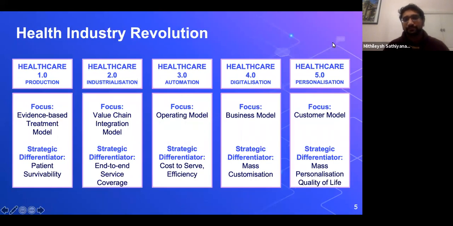Now, the health industry, again, started with 1.0 as a production stage. So the focus was completely on the evidence-based treatment model. Once the patient gets into the hospital, everything was completely based on the evidence. They try to do some kind of research, and then they try to come up with some kind of drugs or medicines. And the most important strategic differentiator here was patient survivability. At the end of the day, the goal was to make sure the patient survives. That was completely in healthcare 1.0, again, something in the 1800s, I guess.